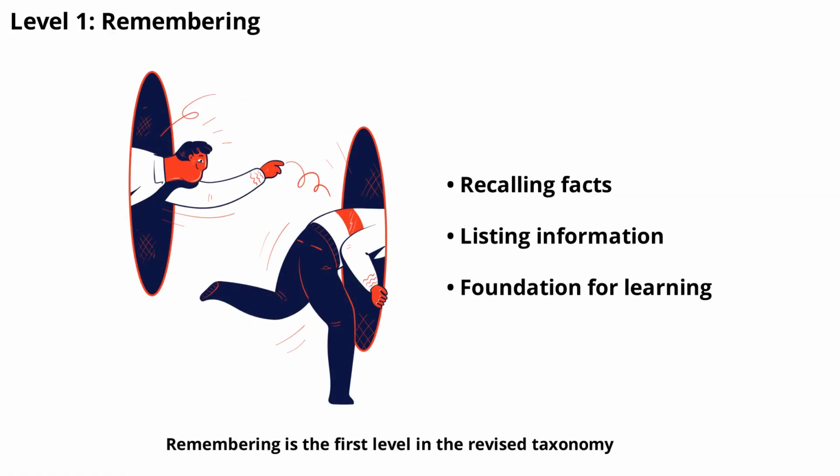Remembering is the first level in the revised taxonomy. It involves recalling facts, definitions, and basic information. This stage is similar to the original knowledge level and forms the foundation for all other cognitive skills. Examples include listing, identifying, and retrieving information.